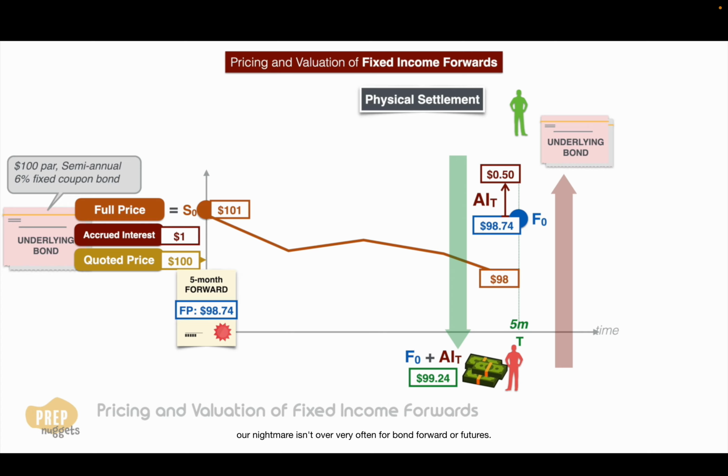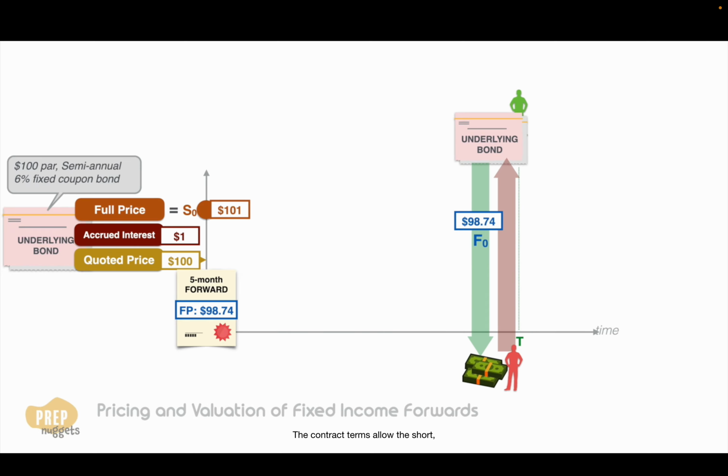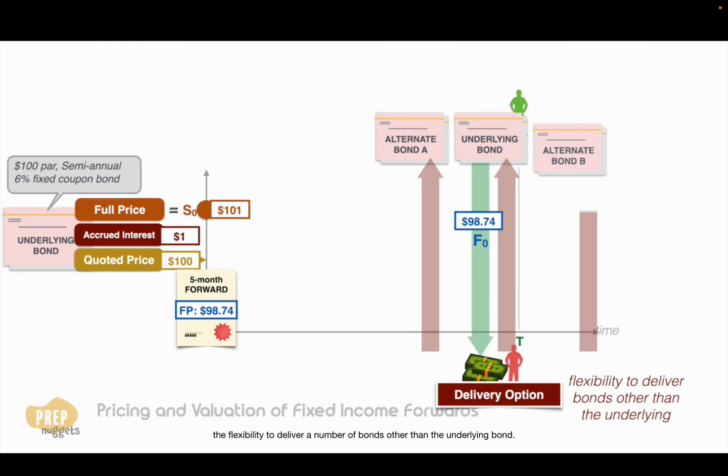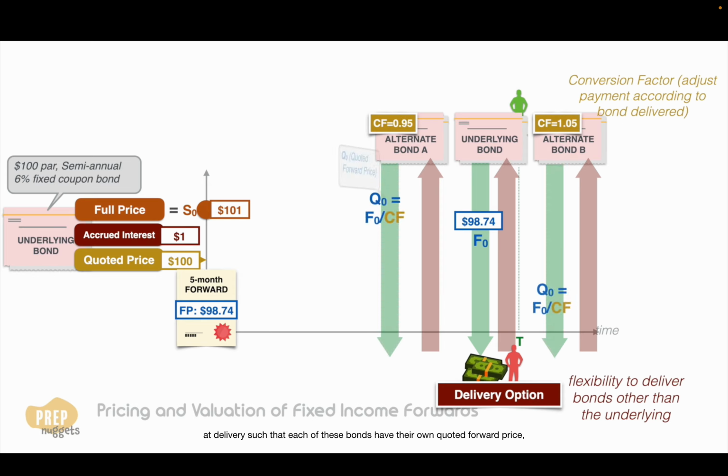Unfortunately, our nightmare isn't over. Very often, for bond forward or futures, the contract terms allow the short the flexibility to deliver a number of bonds other than the underlying bond. Each bond is given a conversion factor that is used to adjust the long's payment at delivery, such that each of these bonds have their own quoted forward price, which we denote as Q0. The quoted forward price is the forward price divided by the conversion factor.